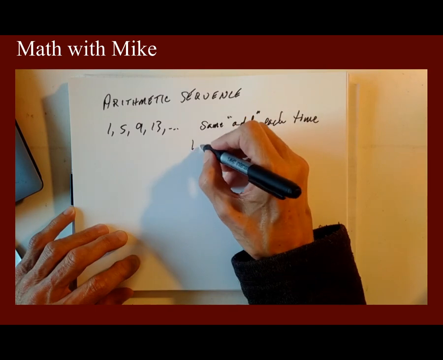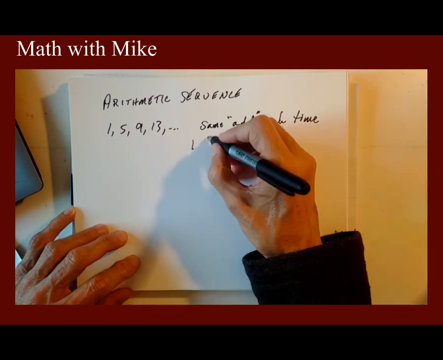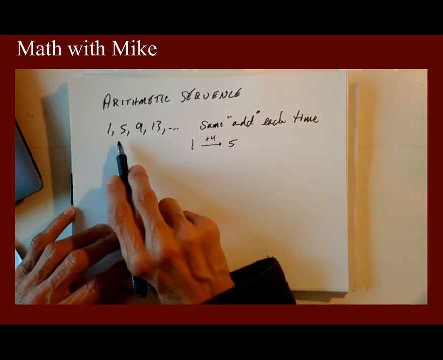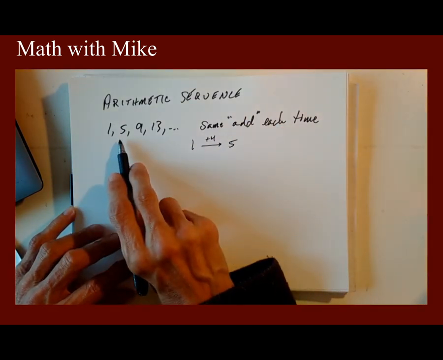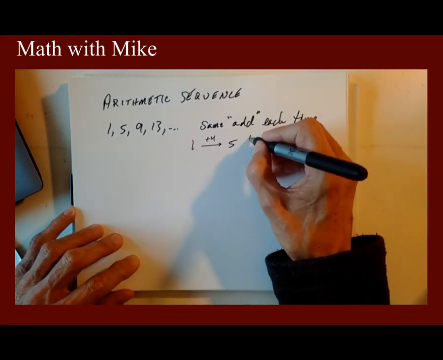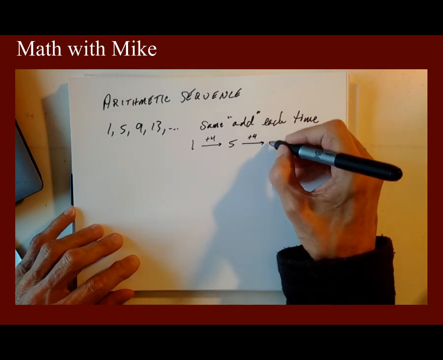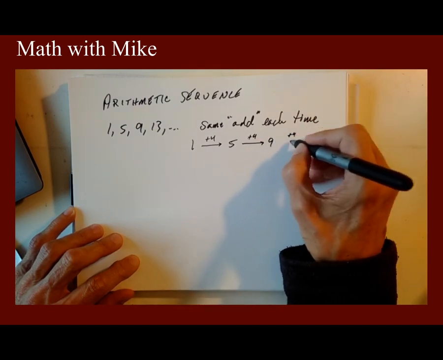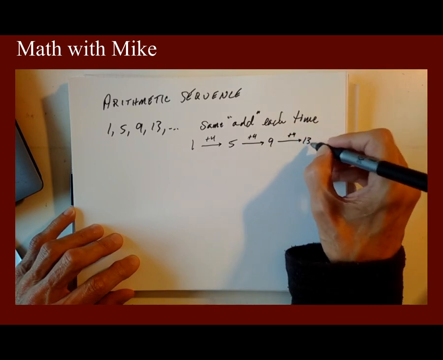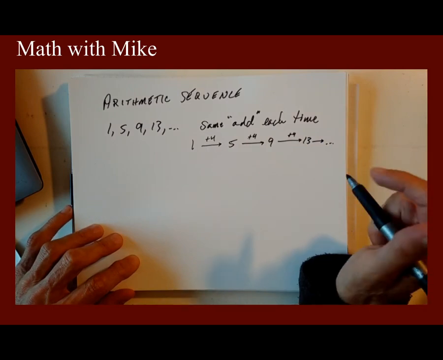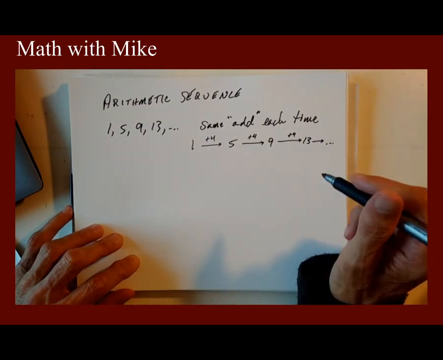See, so we start with the number 1, and then what do we add to get to the number 5? Well, we go plus 4. And then we're at our next term in the list, in the second position. And then we add 4 again. And where are we at? 9. Add 4 again. 13. And so on. That's how this list is created.